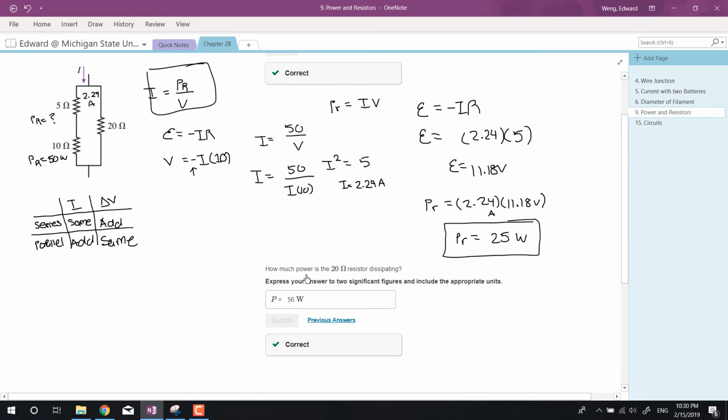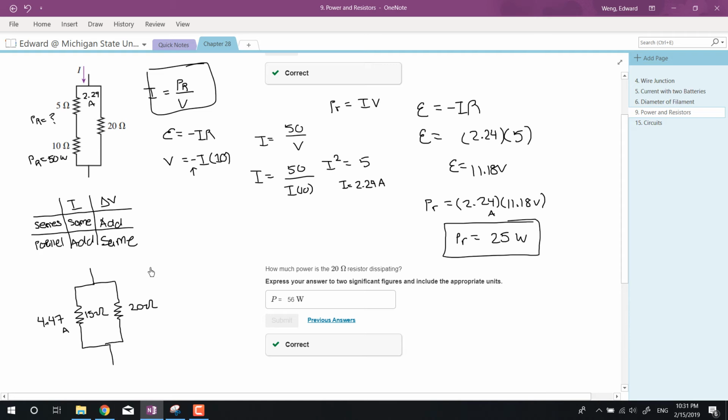Second question, it's asking how much power the 20 ohm resistor is dissipating. So let's go ahead and write these in series. If we were to redraw this, or in parallel, not in series, you'll just get one like that. Remember I told you that if they're in parallel, you can just add up the current. So that's just going to be 4 amps. And if they're in series, the resistance, you just add them up, so that's going to be 15 ohms. This one's 20 ohms.